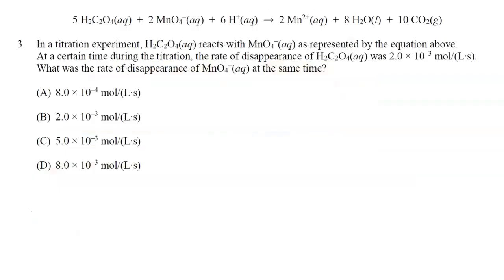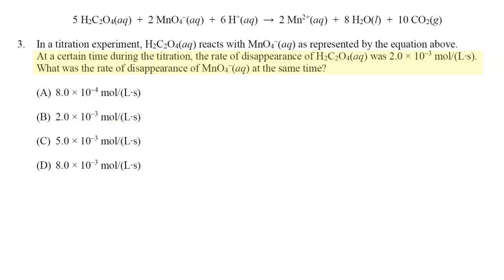Now, let's take a look at question 3. In question 3, we are given a balanced chemical equation, and it says in a titration experiment, H2C2O4, which is called oxalic acid, reacts with MnO4-, which is called the permanganate ion, as represented by the equation above. At a certain time during the titration, the rate of disappearance of oxalic acid was 2.0 times 10 to the negative 3 moles per liter per second. What was the rate of disappearance of the permanganate ion at the same time?